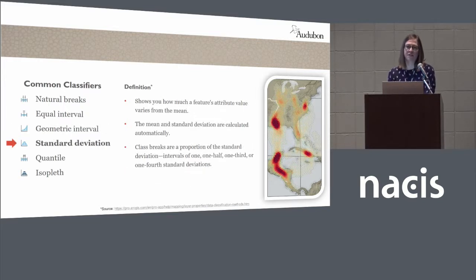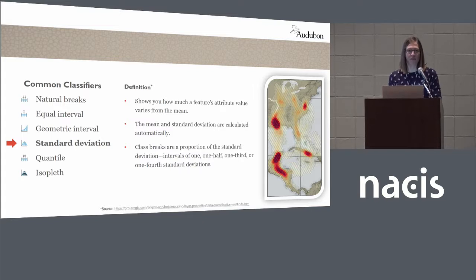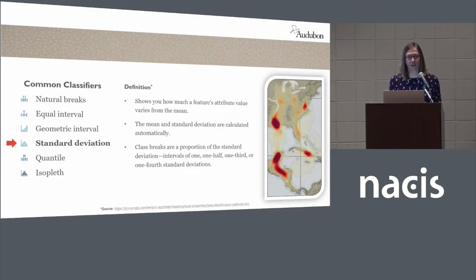Then we have standard deviation. This is a good one too because it's classifying your data to represent how far above or below the mean your data values are. And so that's meaningful, especially in context of wildlife populations. That's being calculated automatically for you, and then you're mapping it in intervals of 1 or a half or a quarter standard deviation and so on.